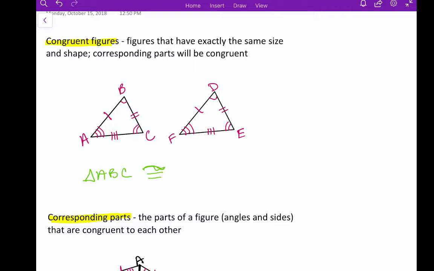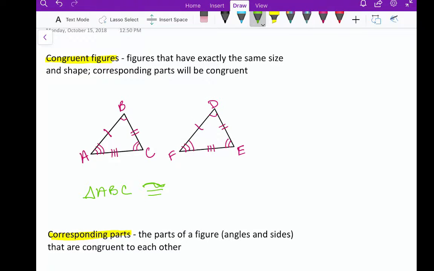So I see that side AB appears to be congruent to side FD. Side BC appears to be congruent to side DE. And side CA appears to be congruent to side EF. So I just highlighted the corresponding parts.